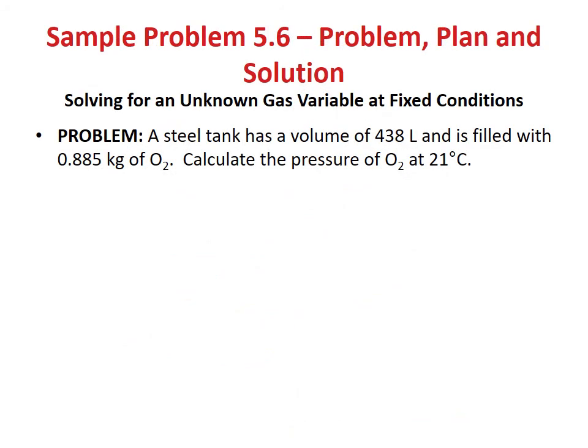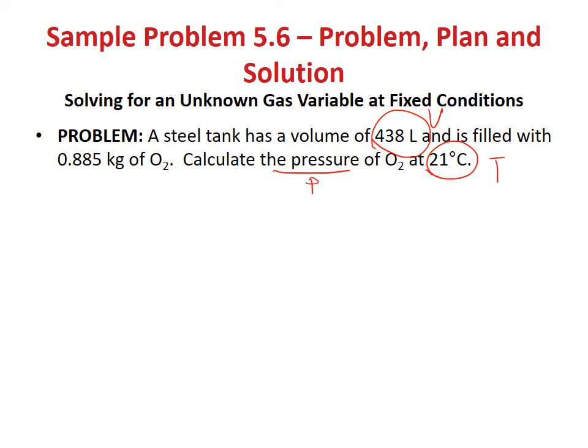Sample problem 5.6. A steel tank has a volume of 438 liters and is filled with 0.885 kilograms of oxygen. Calculate the pressure of oxygen at 21 Celsius. Okay, so this question tells you the volume and the temperature. Now it asks you to calculate the pressure.